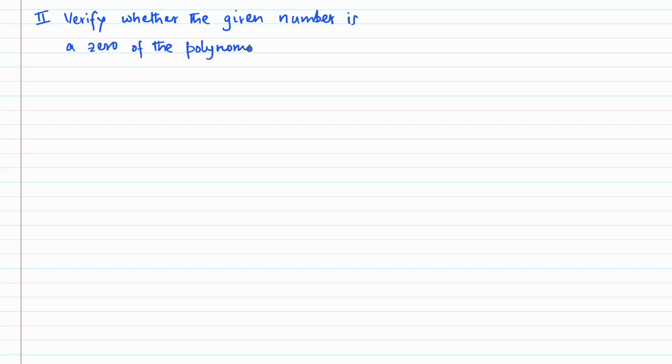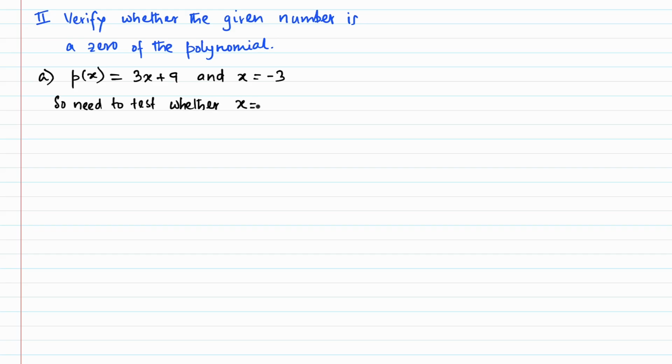Let's go to the type 2 problems. Here we'll verify whether the given number is a zero of the polynomial. Take an example, say p(x) equal to 3x plus 9 and x equal to minus 3. We need to test whether the variable value x equal to minus 3 makes the polynomial equal to 0. That is the main thing we need to verify.